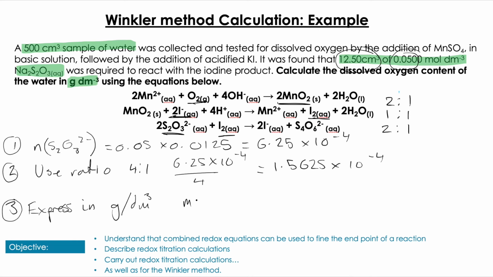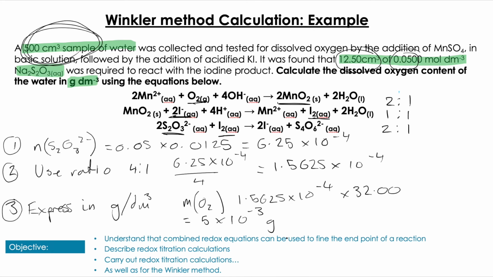So the first thing I'm going to do is work out my number of moles of O2. So all I need to do there is multiply it by the Mr, which gives me the mass. However, look up in your question, that is only for half a litre. So to find per decimeter, I'm going to divide that by 0.5, which is going to give me 1 times 10 to the minus 2, or 0.01 grams per decimeter.